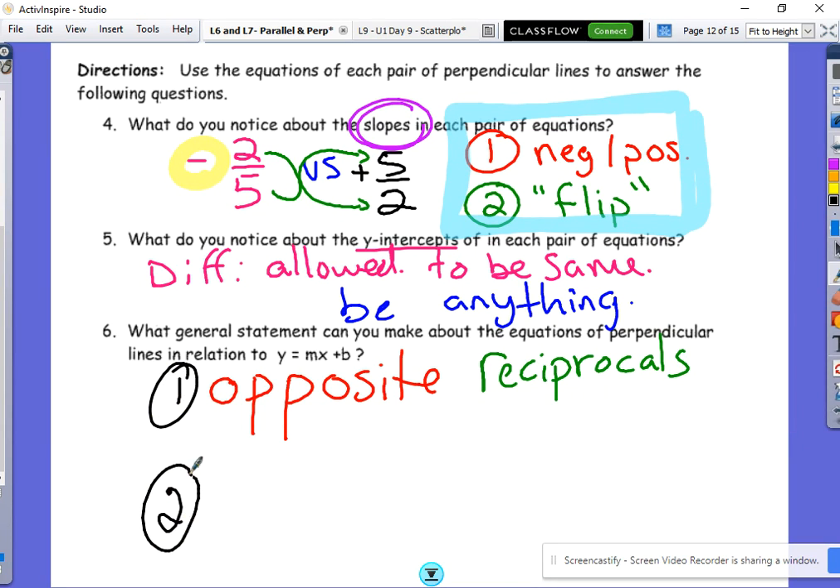Our second observation is really that the y-intercept can be anything it wants to be. There's no requirement there. Nothing wrong with it being the same or different. So that's our big takeaway for today, making sure that we can deduce that perpendicular lines have opposite reciprocal slopes and their y-intercepts can be anything. So hopefully that's starting to click for you. Let's keep practicing, and as we did last class, start to see how we can create equations that are perpendicular to each other.